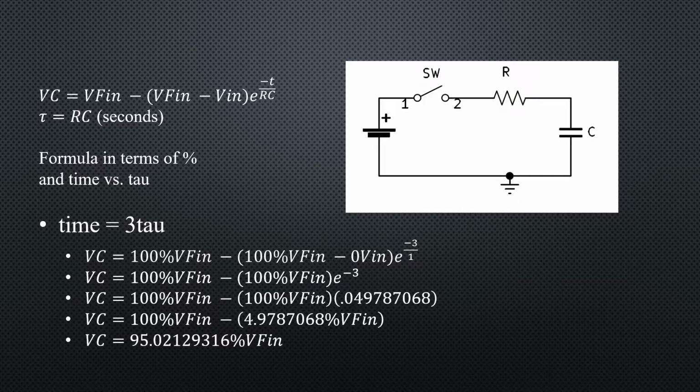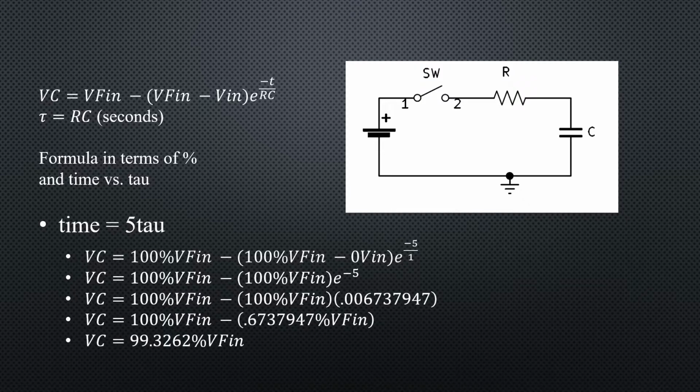Same thing, we've just now increased to time equal to 3 tau. We see that we get a VC of 95.02% of V final. Here's time equal to 4 tau. And we can see that VC is 98.168% of V final.